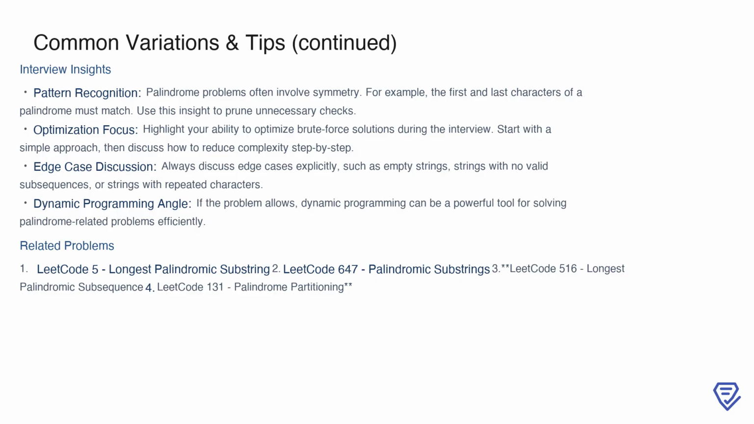Interviewers value this progression. Don't forget to explicitly discuss edge cases, such as empty strings, strings with no valid subsequences, or strings that are repetitive. This shows thoroughness in your approach. For some variations of palindrome problems, dynamic programming can be incredibly effective. If applicable, mention how you might use it to solve the problem efficiently. Lastly, it's helpful to connect this problem to related ones, such as longest palindromic substring, palindromic substrings, longest palindromic subsequence, or palindrome partitioning. By drawing these connections, you demonstrate a broader understanding of the topic.